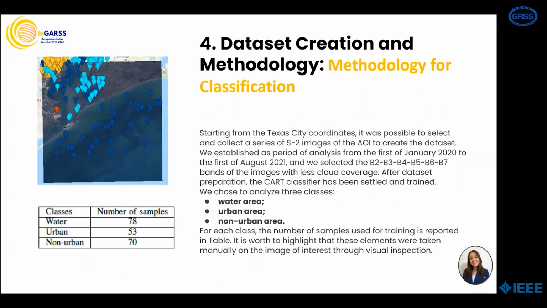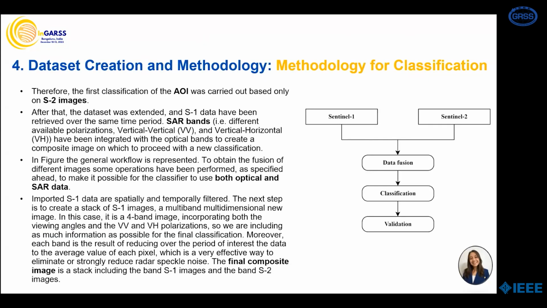After dataset preparation, the CART classifier was selected and trained. We chose to analyze 3 classes: water area, urban area, and non-urban area. For each class, the number of samples used for training is reported in the table. Therefore, the first classification of the area of interest was carried out based only on Sentinel-2 images. After that, the dataset was extended and Sentinel-1 data were retrieved over the same time period.